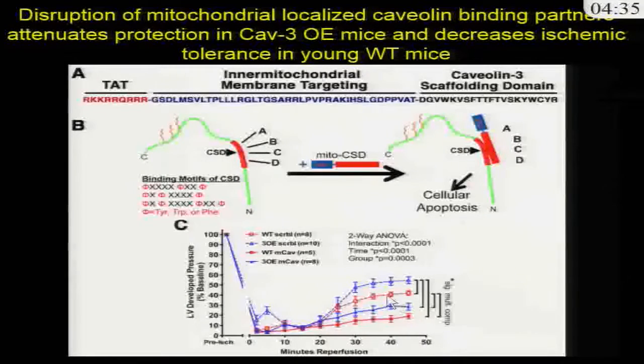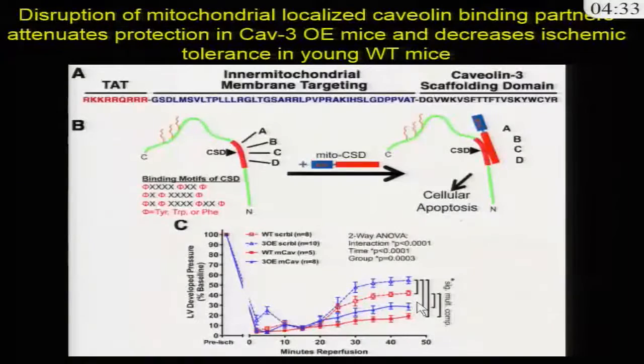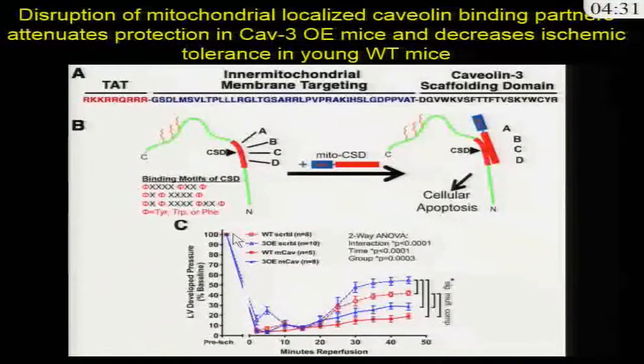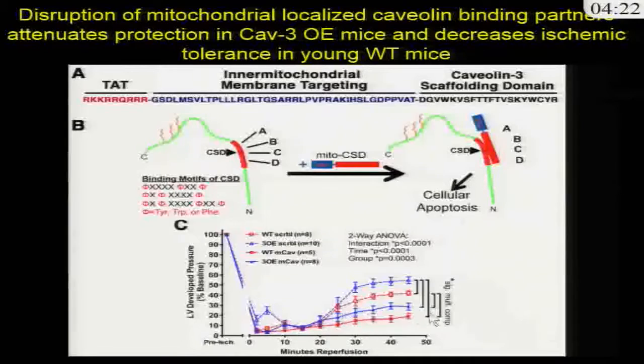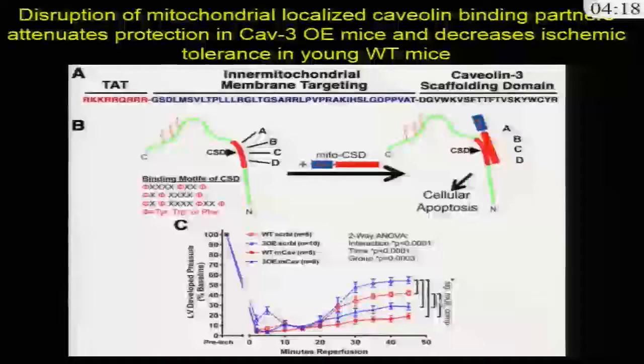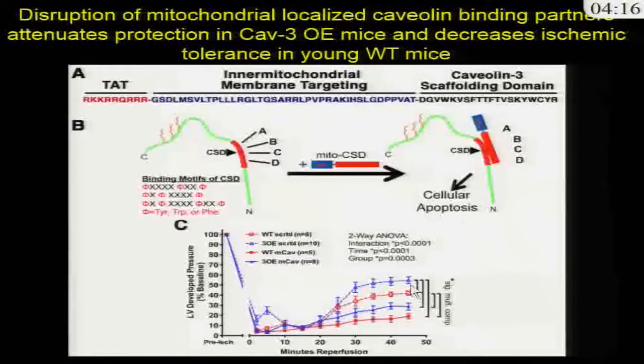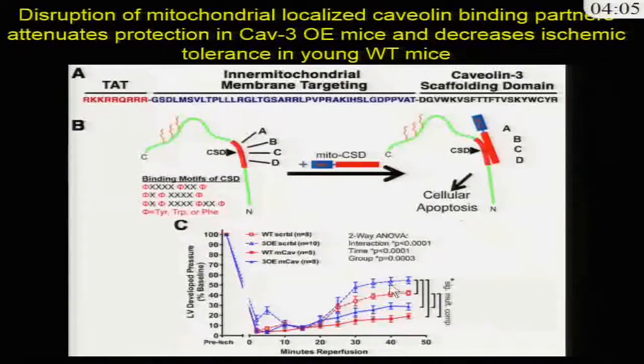So we were able to test this in a Langendorff perfused heart system. The hearts were equilibrated. They were subjected to peptide delivery for 10 minutes, and then subjected to the standard 25-minute ischemia, 45-minute reperfusion period. And what we see in scrambled peptide-treated animals, as we've seen previously, and I've showed you in our in vivo systems, there's a dramatic adaptation in the Cav3 overexpressing animal relative to the wild-type transgene-negative animals, where we see a better recovery of function.